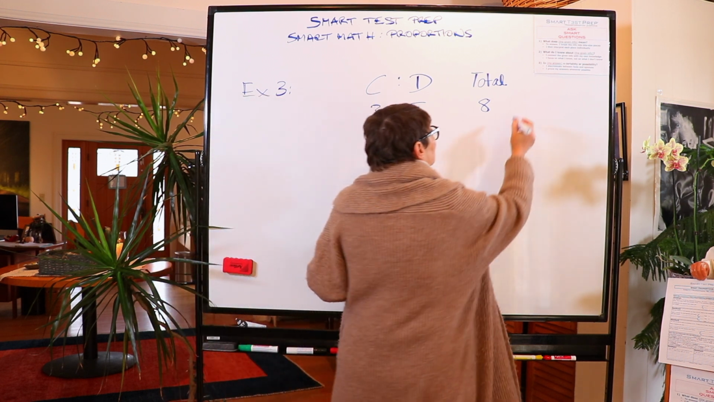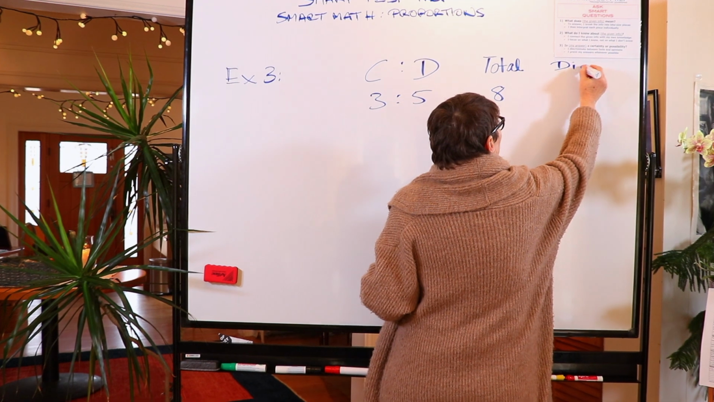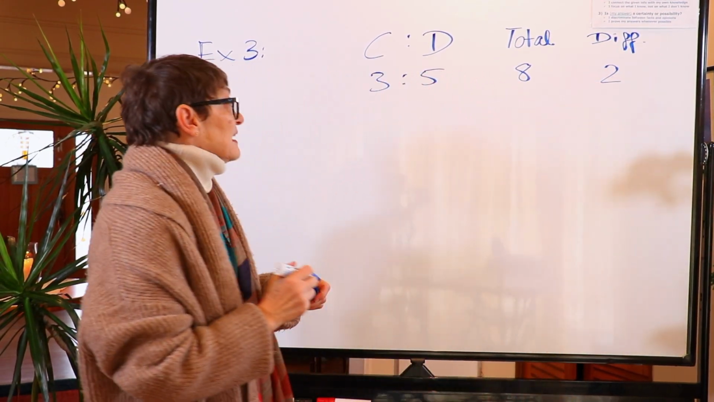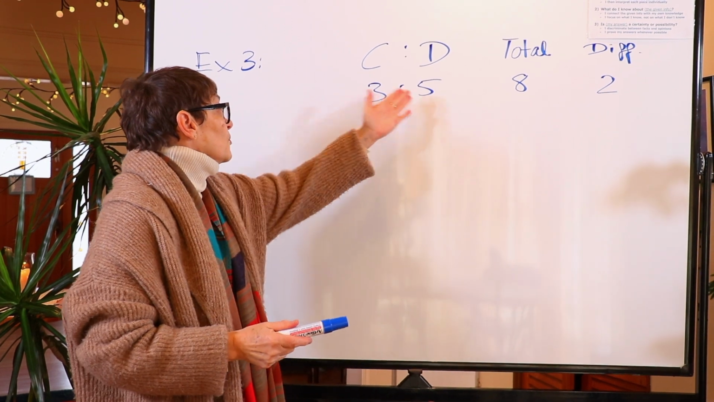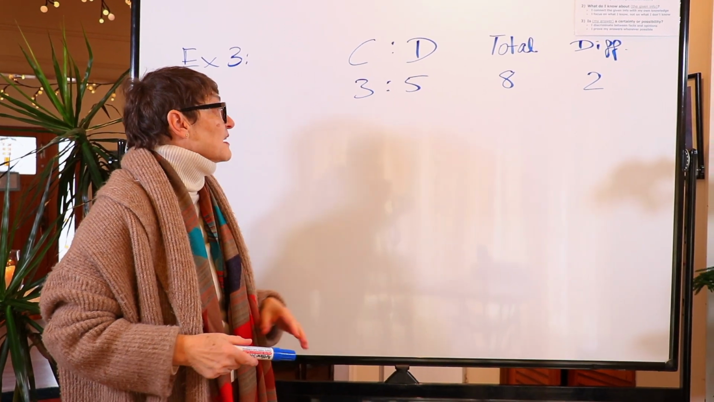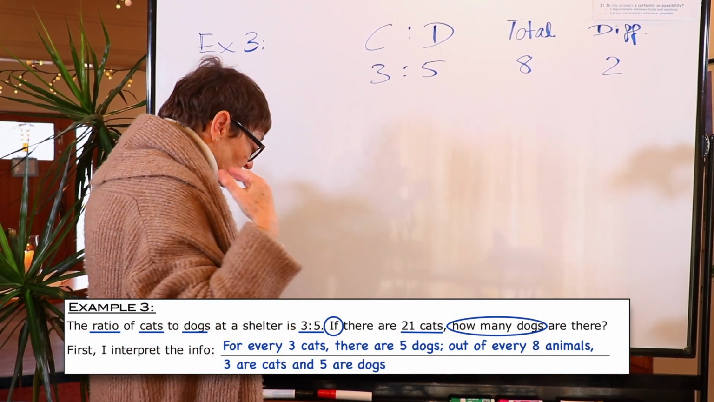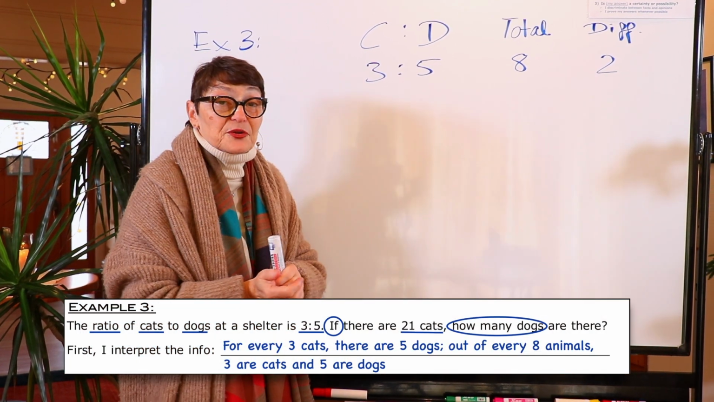And another thing you can directly derive from that is the difference between cats and dogs is 2 when there are only 3 cats and 5 dogs. So this is what we can derive from that. It's also good to wrap your head around the interpretation.